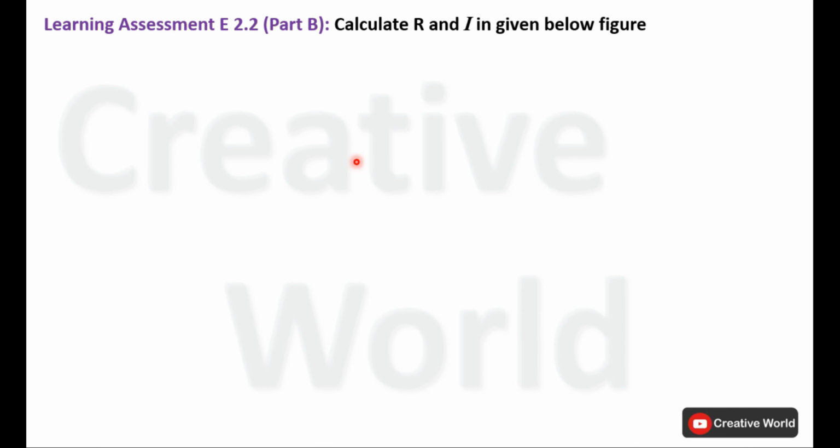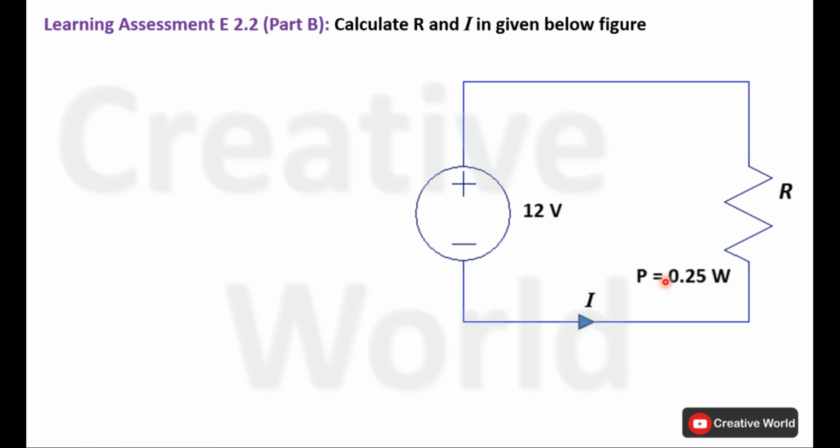Now move towards the next part. Part B. Calculate R and I in the figure given below. In this figure we have to calculate the value of R and the current through this resistance, I. Voltage across this resistance is given. First we will mark the plus and minus symbols across this resistance. Because current is entering from this terminal, this terminal will be taken with positive sign and the other terminal will be taken with negative sign. Now first we will calculate resistance and then later on current.